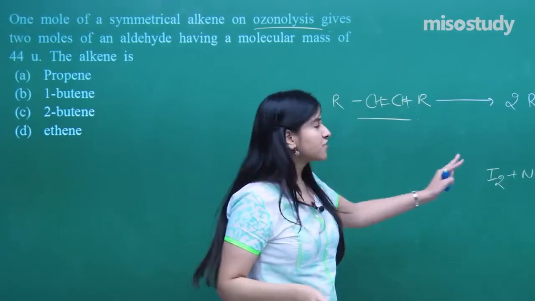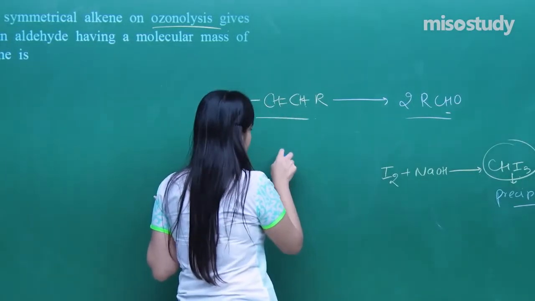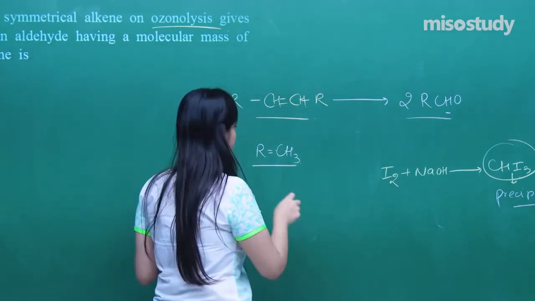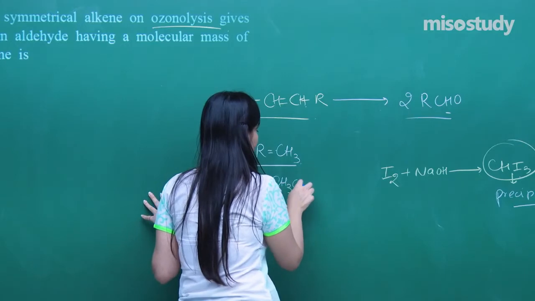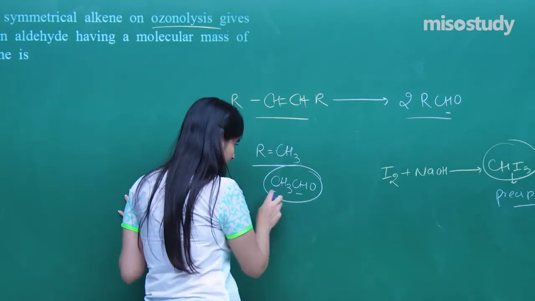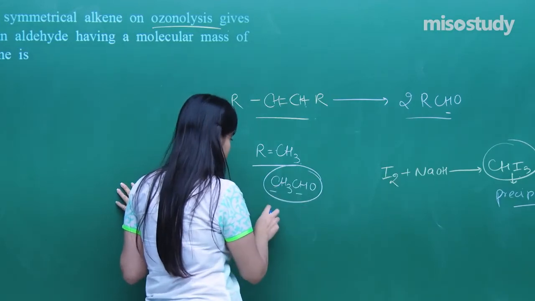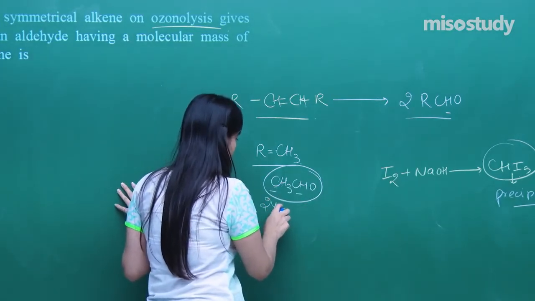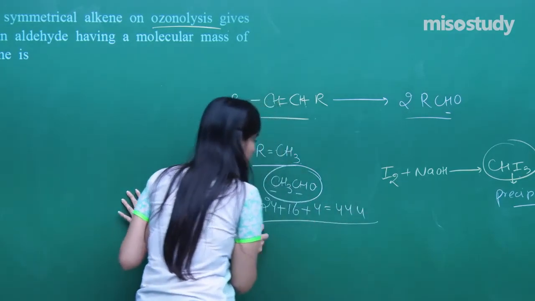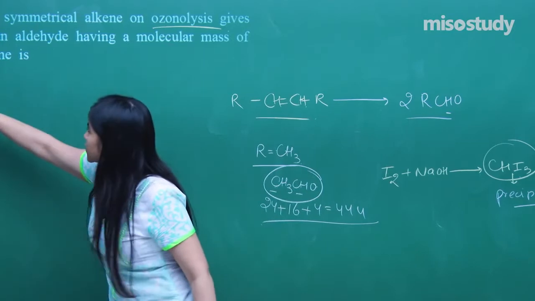Let us just hit and trial this. So if I put R as my methyl group, what do I have? I have got CH3CHO as the one aldehyde formed. That means if I try to calculate the molecular mass, I get 12 plus 12, that is 24, plus 16 for the oxygen and 4. That means 44U, I have got it. This is what the question is requiring. So we get a molecular mass of 44U.